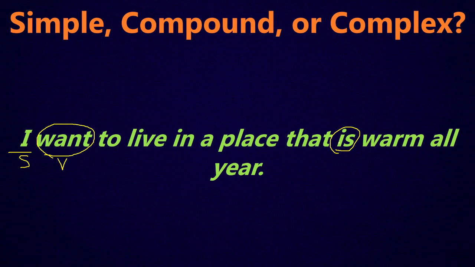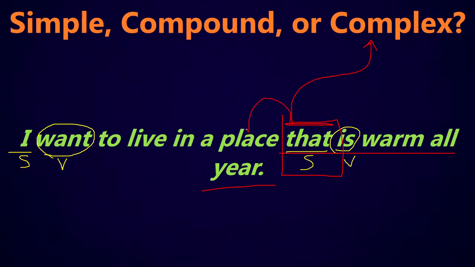Now we have the verb is. What is the subject of is? It is the word that. Okay, so we have subject, verb, subject, verb. Now look at what is the connecting word here. If we have two subjects and two verbs, what's the connecting word? The connecting word here is the word that. And that is a relative pronoun. So that means that this is a complex sentence because that is warm all year is describing the noun place. So I want to live in a place. What kind of a place? A place that is warm all year.